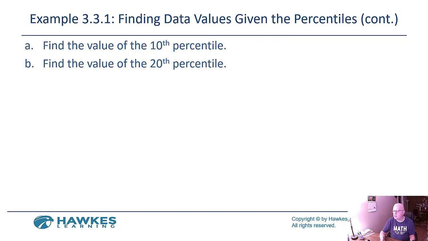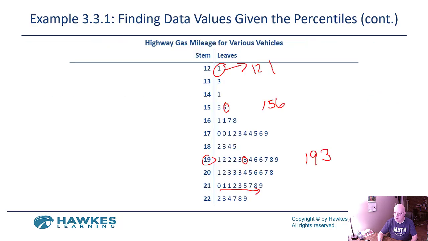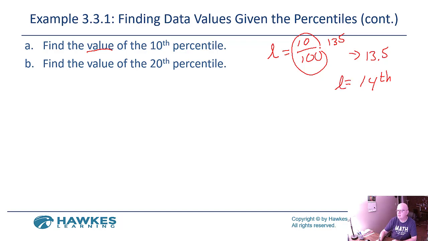So first of all, find the value of the 10th percentile. So you're going to look for where you can find this. Where means L. And you're going to take the 10 on the top, the 100 on the bottom, and the number of items. Now we've got 135 items, so we'll multiply those, and we get 13.5. This is really 1/10. 1/10 of 135 is 13.5. Remember, if it doesn't come out even, bump it up. For what we need, we're going to look for the 14th item in this list.